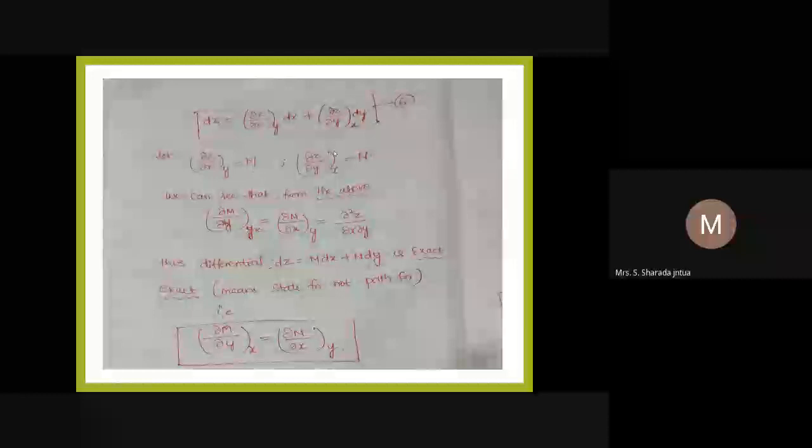m and n. Previously it was in terms of z. I'm just changing this expression. So here we can see that ∂M/∂y with x and ∂N/∂x with y is equal to ∂²z/∂x∂y, because I am doing the second derivative. This is the first, this is the differential equation.